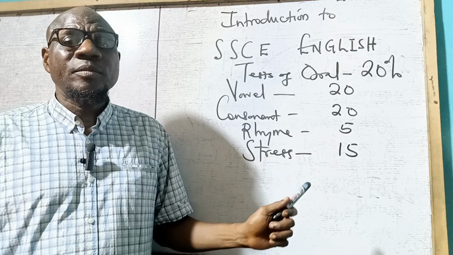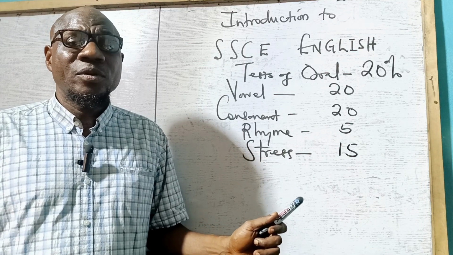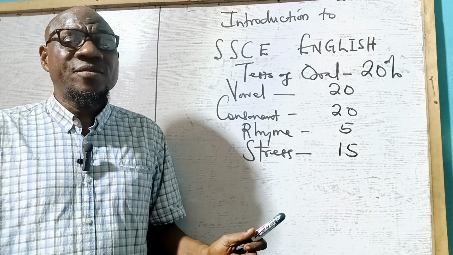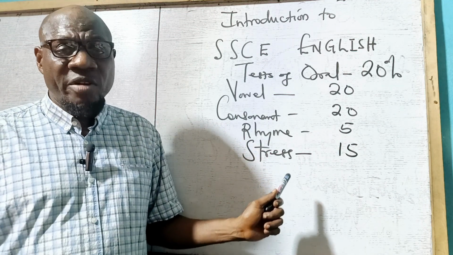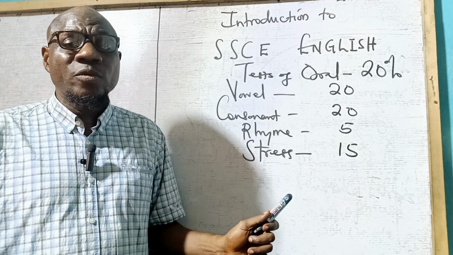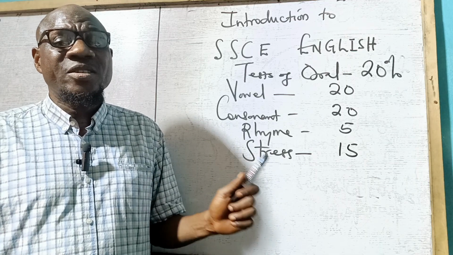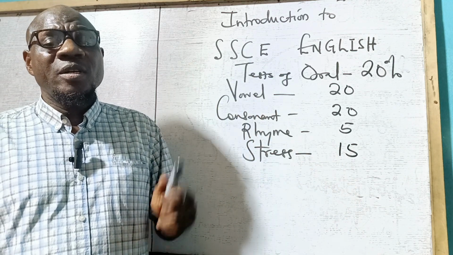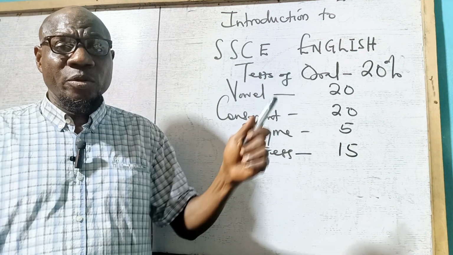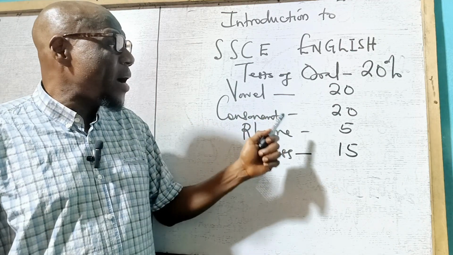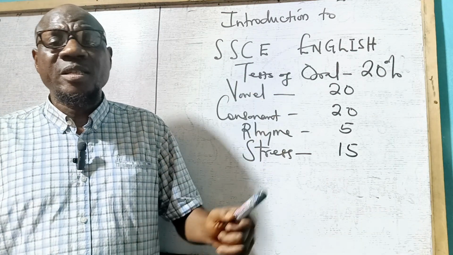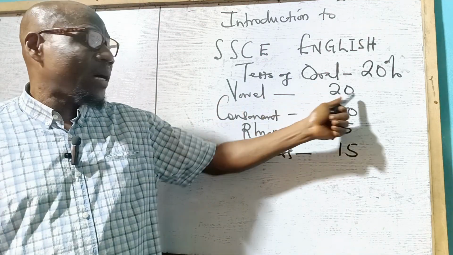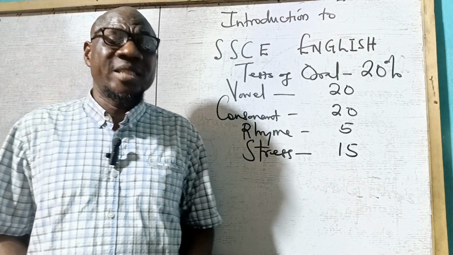Then question 36 to 45 will be based on word stress, while question 46 to 50 will be on emphatic stress. Then question 51 to 55 is going to be based on vowel symbols, identification of the symbols, while question 56 to 60 will be on consonant symbols. You'll be given a symbol and you'll be given the options to identify the sounds.